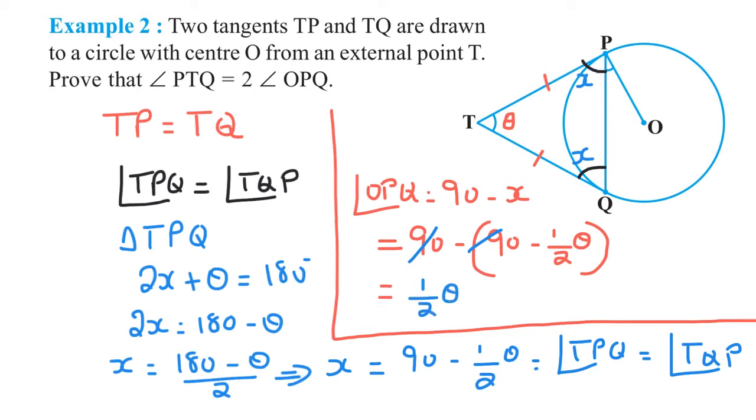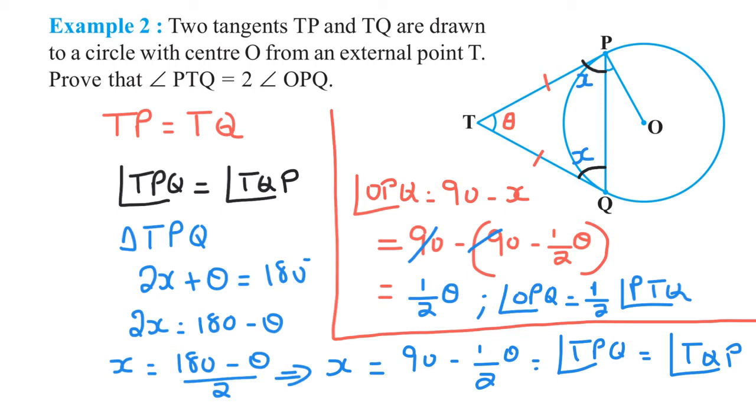Half theta. But what is theta? The angle theta is PTQ. So, can I write this as angle OPQ is equal to half of angle PTQ, which implies that angle PTQ is 2 times angle OPQ. So, if OPQ is half of PTQ, that means PTQ is 2 times OPQ. Hence, we have proved the theorem.